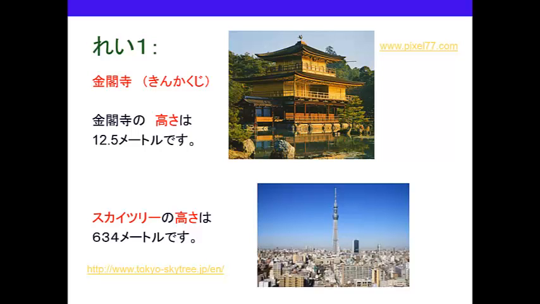To put this into practical application, rei ichi, here's the first example. So we're talking about Kinkakuji in Kyoto, the Golden Temple. So, Kinkakuji no takasa wa 12.5 meters desu. So the takasa, the height of Kinkakuji, is 12.5 meters. You would have heard the 10 being point. 12.5 meters desu. For the Skytree, the Tokyo Skytree, Skytree no takasa wa 634 meters desu. So Skytree's height is 634 meters.